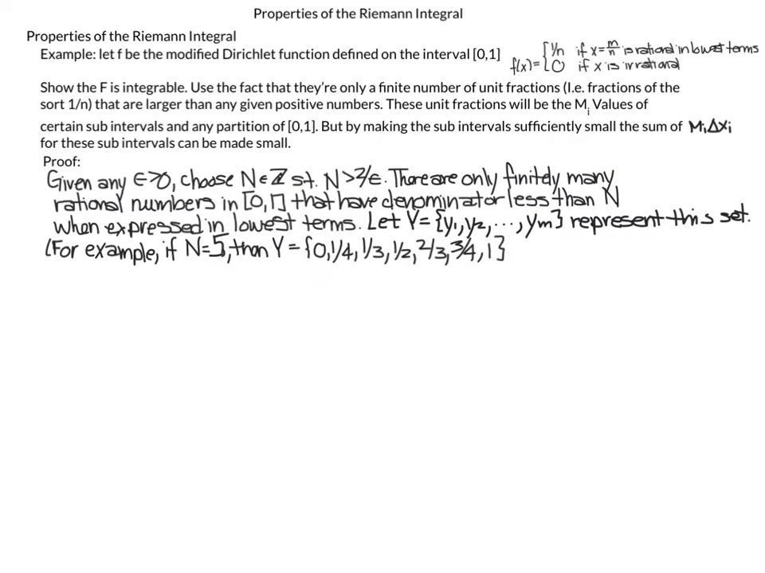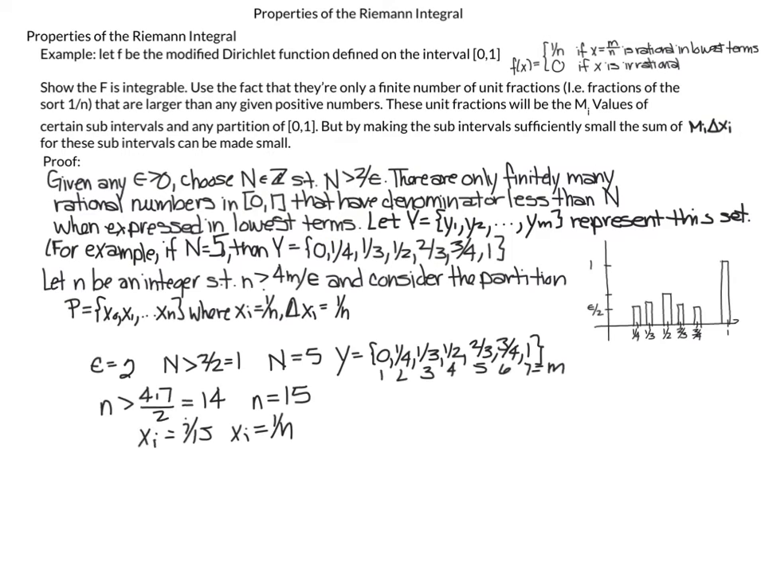It can have a denominator of 2, so you get 1/2, and then the 2 halves becomes 1. It can have a denominator of 3, so then we get 1/3 and 2/3. It can have a denominator of 4, so we can have 1/4. The 2/4 is the same as 1/2, and then we can also have 3/4. And then, again, we want denominator less than N, so this is our entire set for Y. And we are going to use that in our partition.